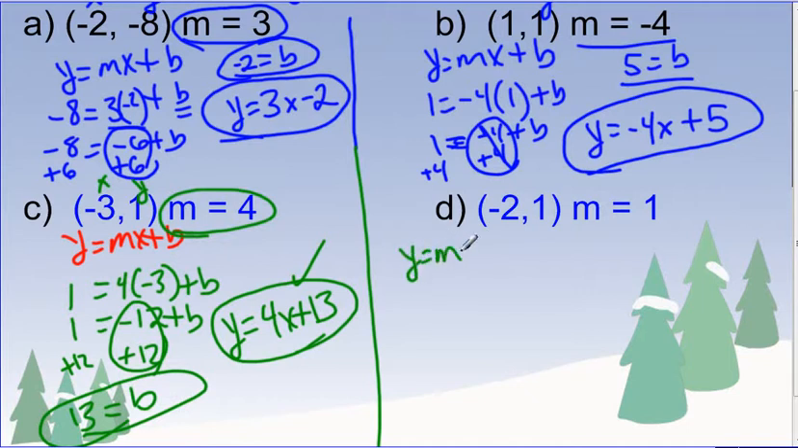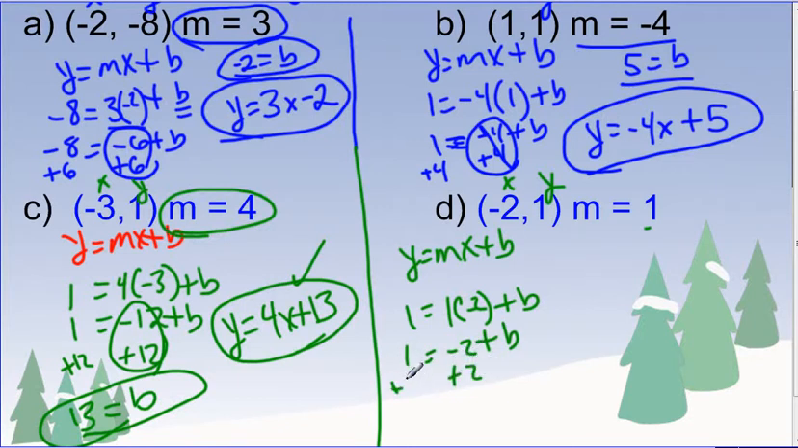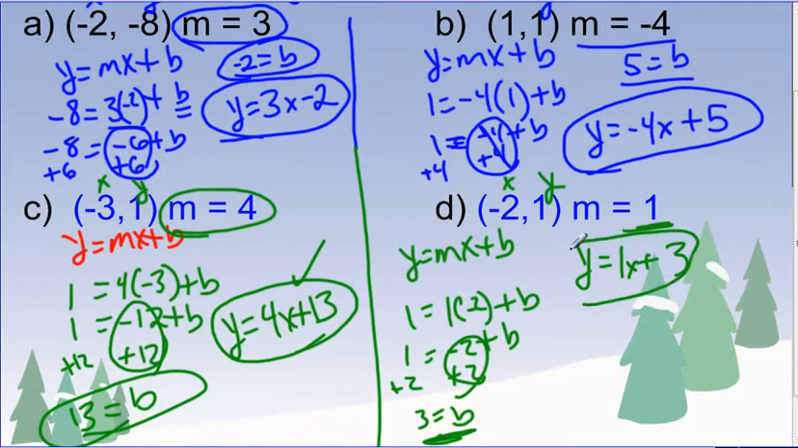y = mx + b. We got x values and y values. 1 equals 1, which is my m. x is negative 2. I lied. This is not going to have a positive either. And we solve for b now. So that's a negative 2, plus 2, plus 2. This gives us 3 equals b. These cancel out. So now we know what the b is. y = mx + b. And that is the equation of our line.